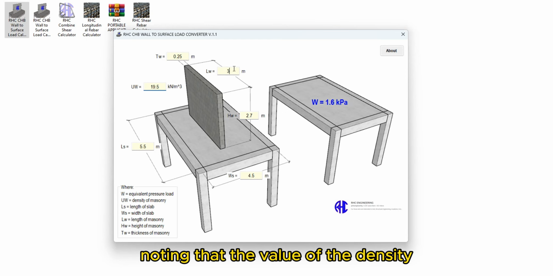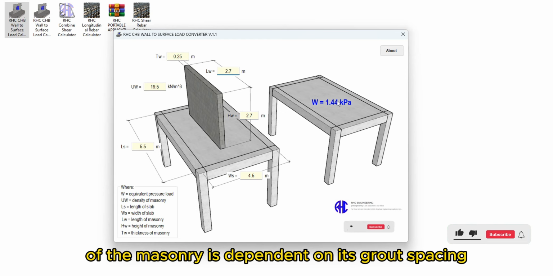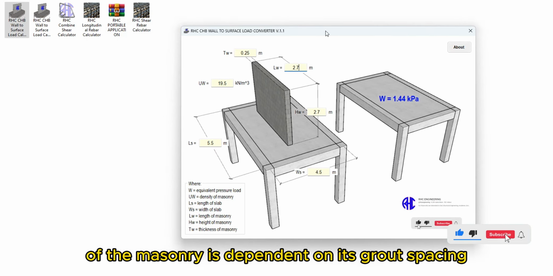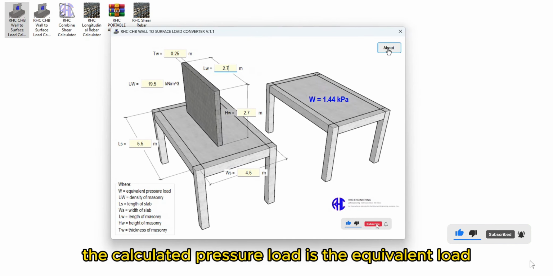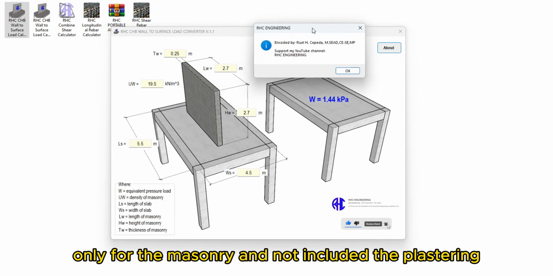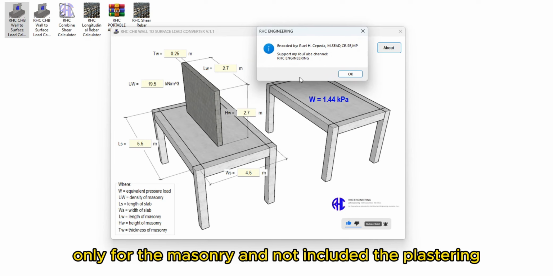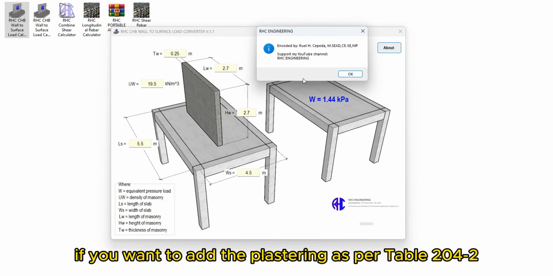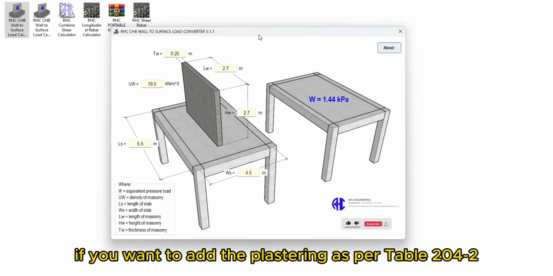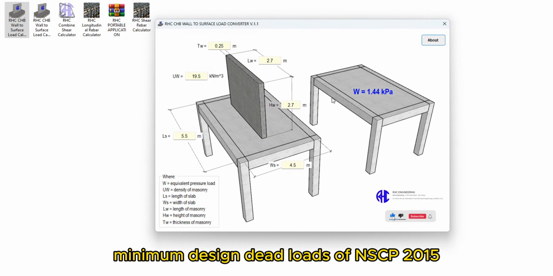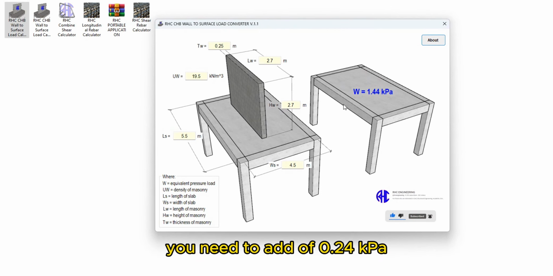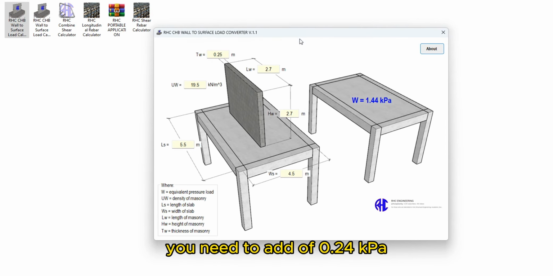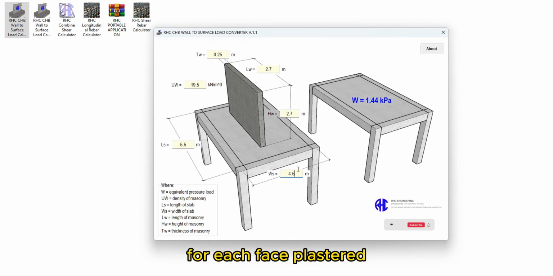Noting that, the value of the density of the masonry is dependent on its grout spacing. The calculated pressure load is the equivalent load only for the masonry and does not include the plastering. If you want to add the plastering, as per Table 204-2 Minimum Design Dead Loads of NSCP 2015, you need to add 0.24 kPa for each face plastered.